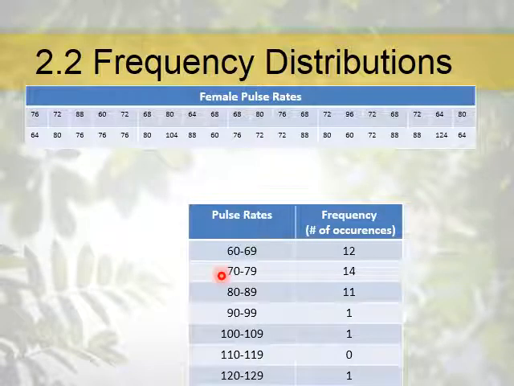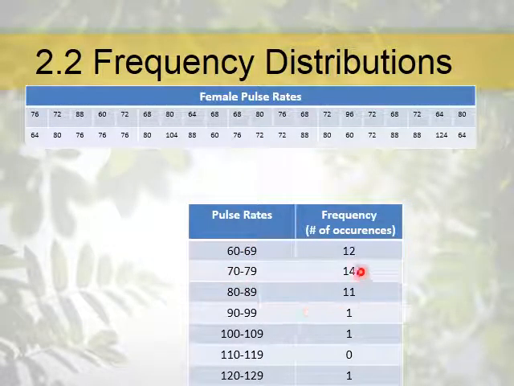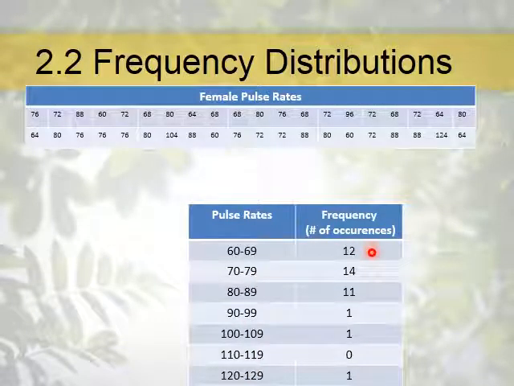Again, I want to do that for all the ones that are between 70 and 79, on and on and on. And so my frequency distribution for these categories looks like this. I have 12 between 60 and 69. 14 of them were between 70 and 79. 11 of them were between 80 and 89. And then not very many were in the rest of these categories.